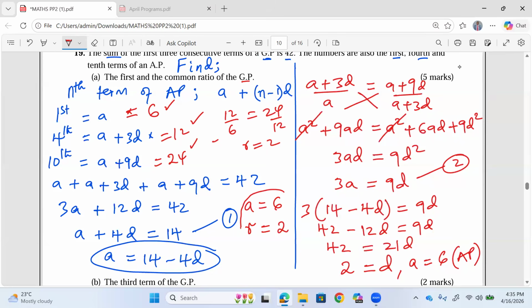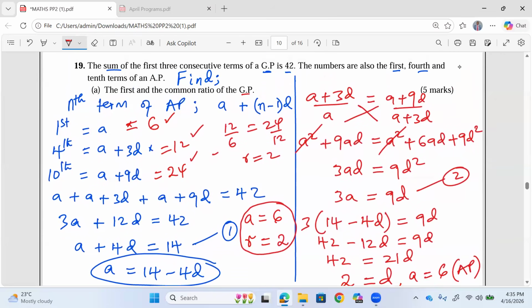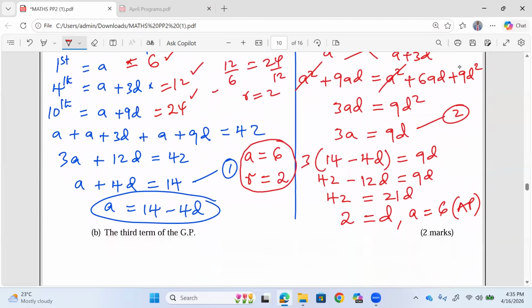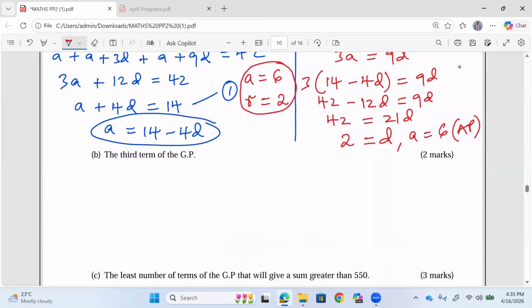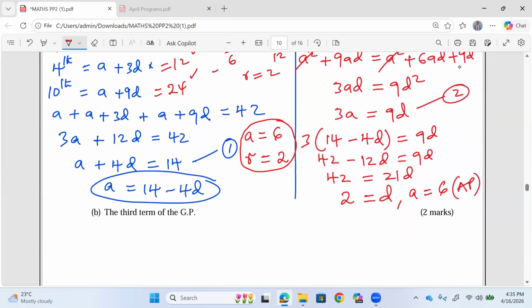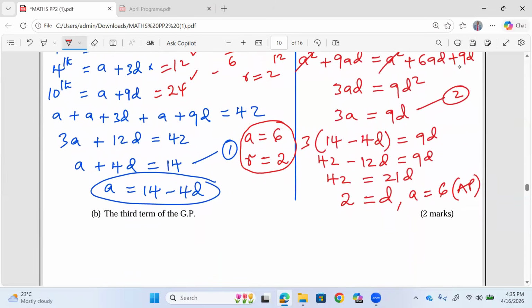This is now the final answer. Common ratio 2, first term 6 for the GP. So that is it. That is Part A of this question, ladies and gentlemen.